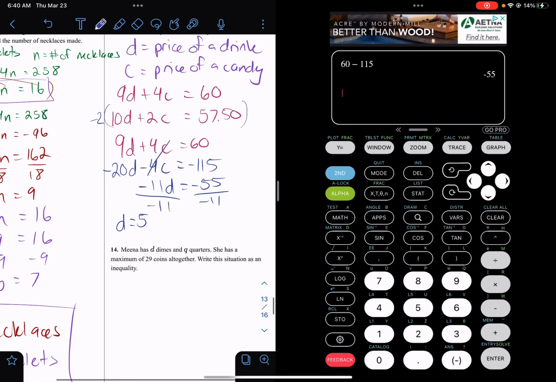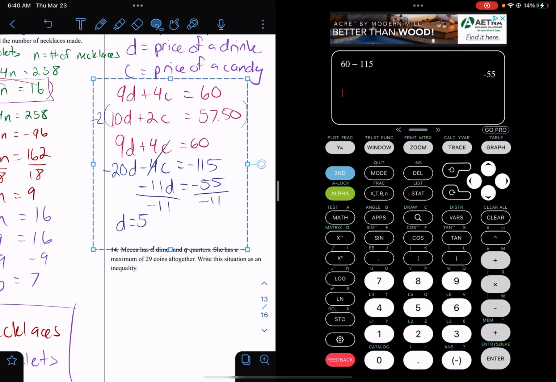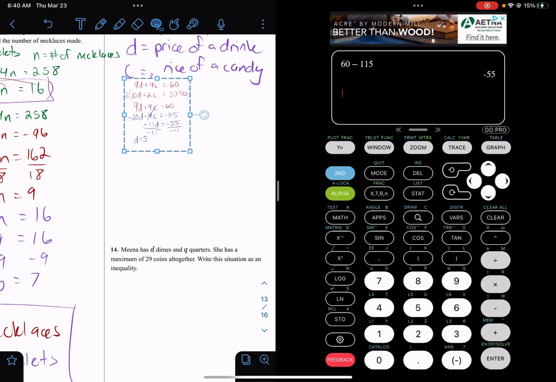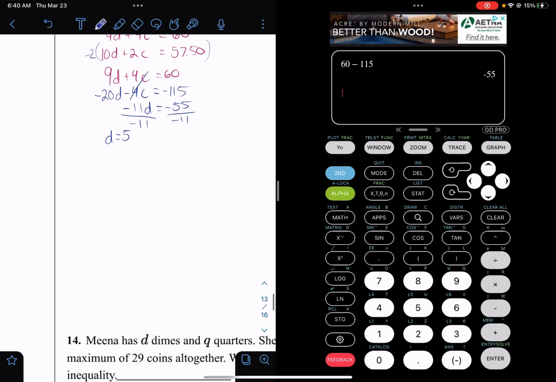All right, so now we have to go ahead. I know I wrote kind of big here. Ugh. All right. So that means that the drinks are $5.